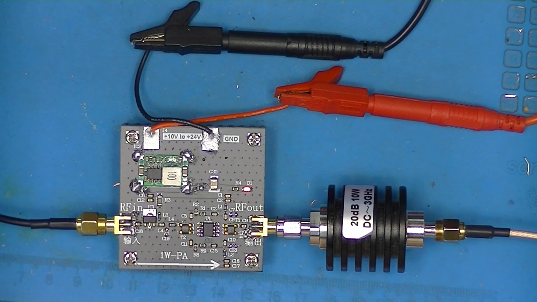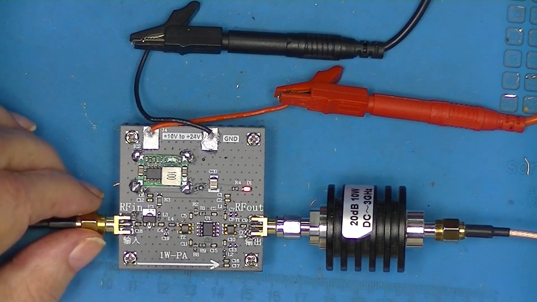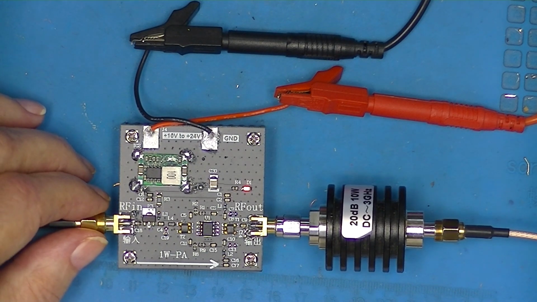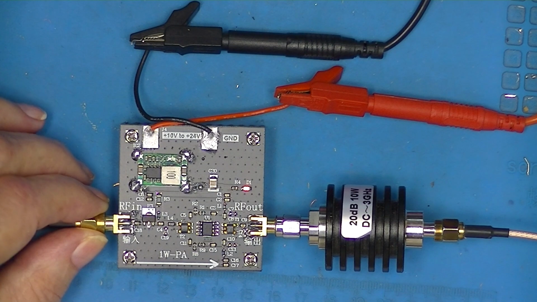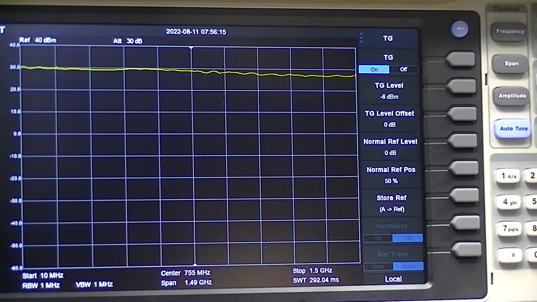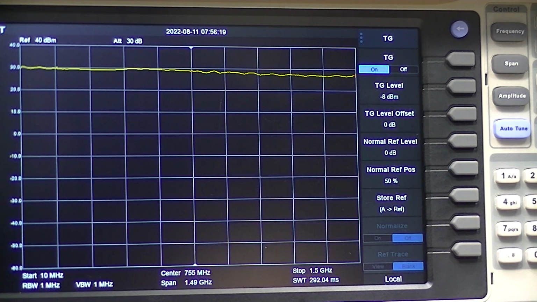So I powered it up. I'm supplying 15 volts and it's drawing 320 milliamps. I have the output from my spectrum analyzer tracking generator here with a level of minus 8 dBm. I've got a 20 dB attenuator inserted. Here's the tracking generator set to minus 8 dBm.